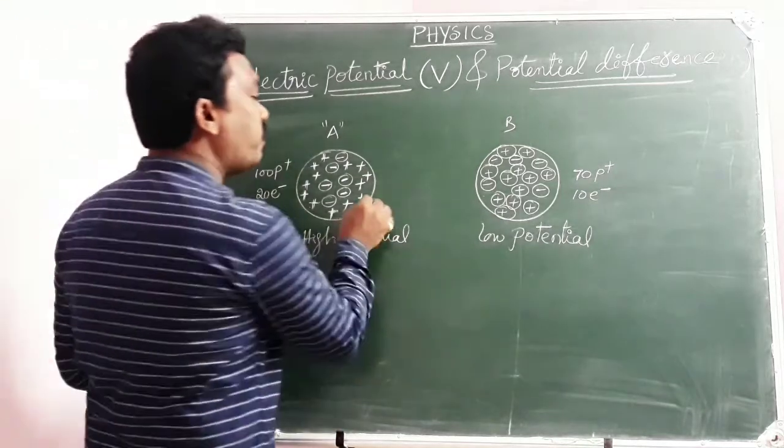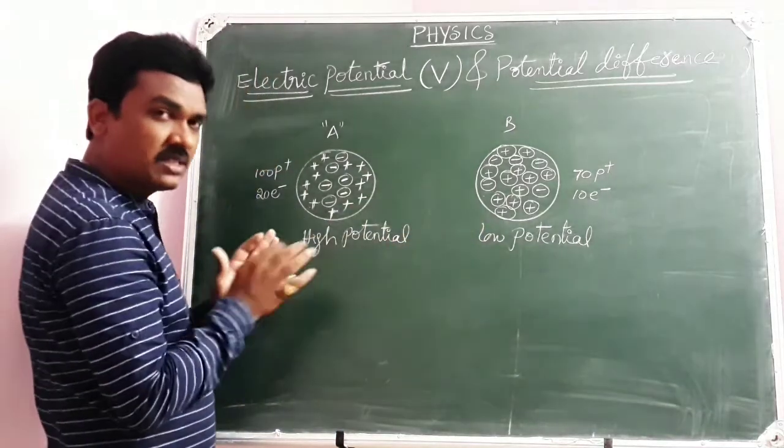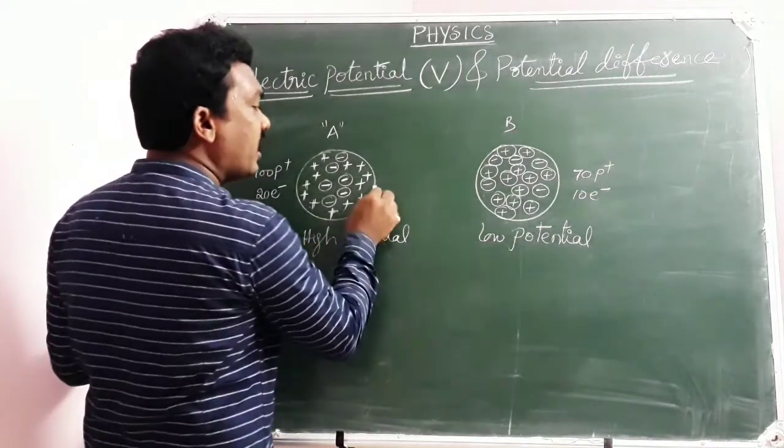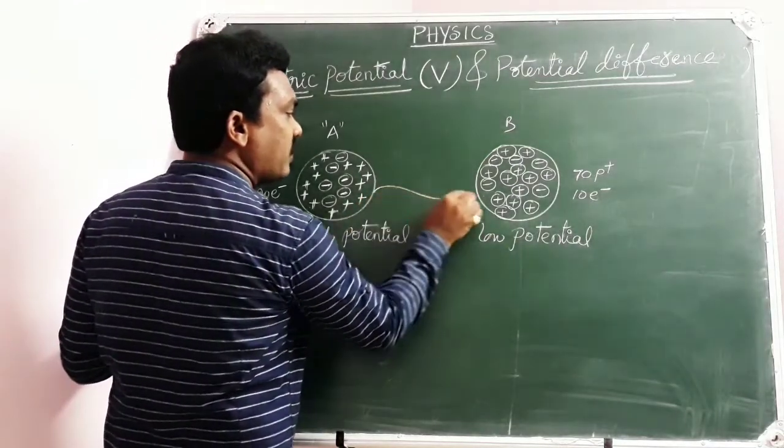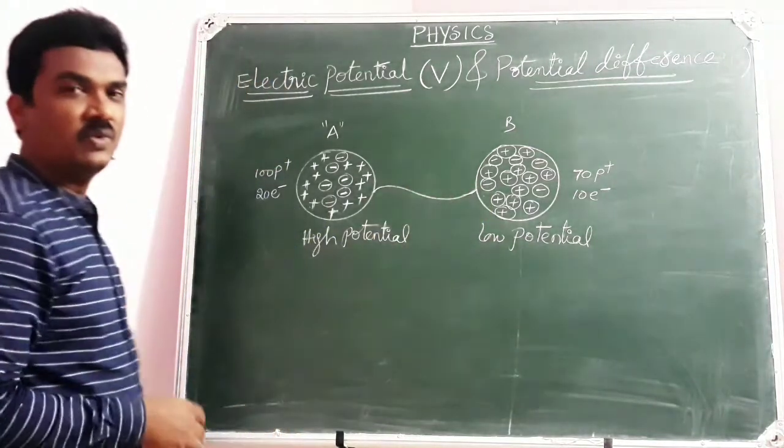Suppose these 2 regions which are having some potential difference are connected by a conducting wire. What will happen? What will happen?